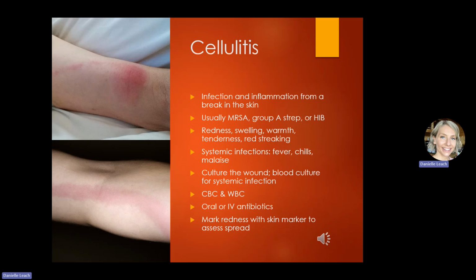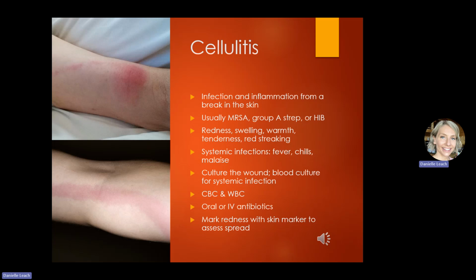So to find out what sort of bacteria is causing this, they're usually going to culture the wound if there's an open wound or the skin. We can also do a blood culture to see if there is a systemic infection, especially if they do have this streaking. Also a CBC and white blood cell count. They're going to be at least on oral antibiotics, if not IV antibiotics, if it has gone into their blood.